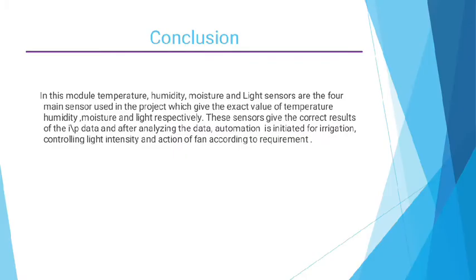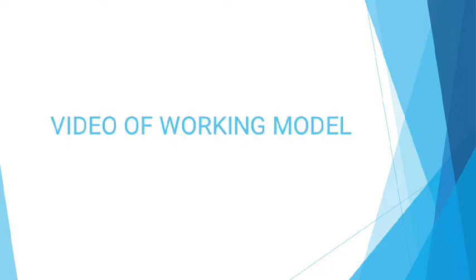So next is the conclusion. Our model consists of various sensors, microcontrollers and relays. In our project, an automation system is built for irrigation, controlling light intensity and temperature. The parameter values are sent to the ThingSpeak website where the user can monitor the greenhouse system. Next is the video of the working model. In the next slide, the working of the project is explained in a video.